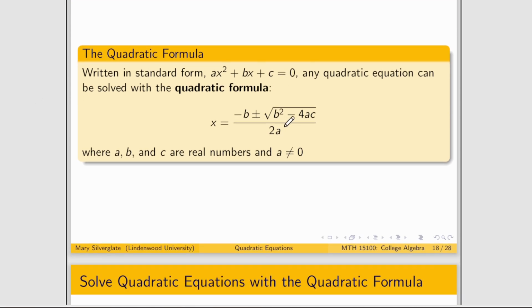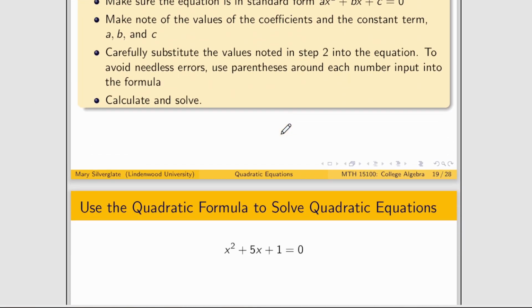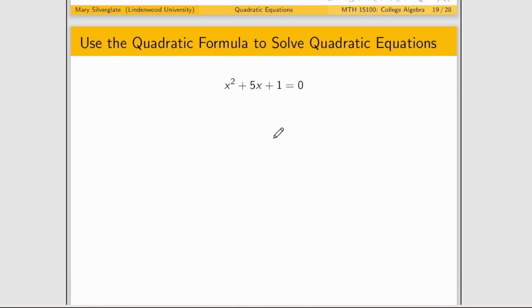And that's exactly how you're going to plug it in. So let's go ahead and do that. Before you start plugging in, I highly recommend you carefully label exactly what a, b, and c are. So in this case, a is secretly 1, b is 5, and c is 1.